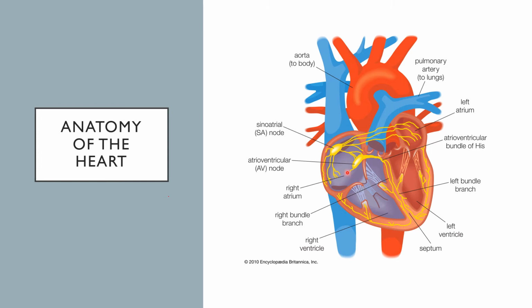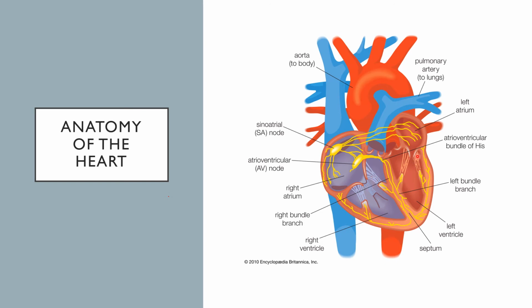The valve present between the right atrium and the right ventricle is called the tricuspid valve, and the valve present between the left atrium and left ventricle is called the bicuspid or mitral valve. And the valve which is present between the left ventricle and aorta is called the aortic valve, and the valve present between the right ventricle and the pulmonary artery is called the pulmonary valve.